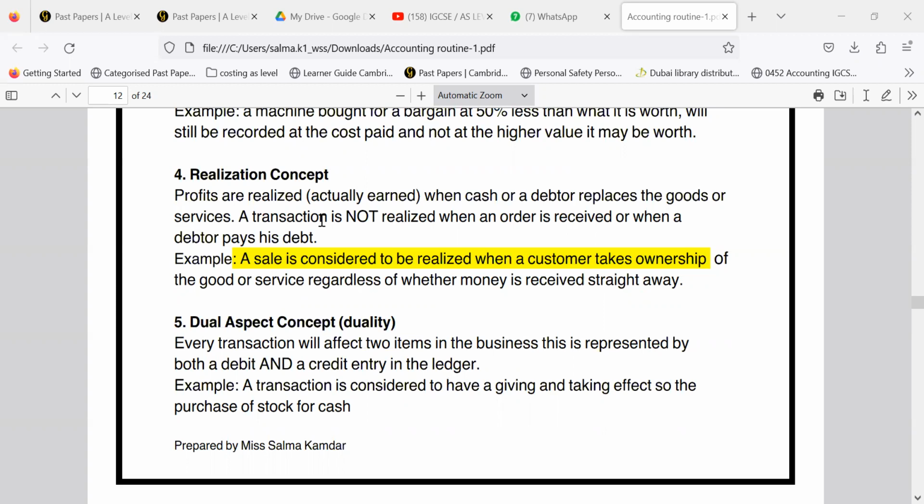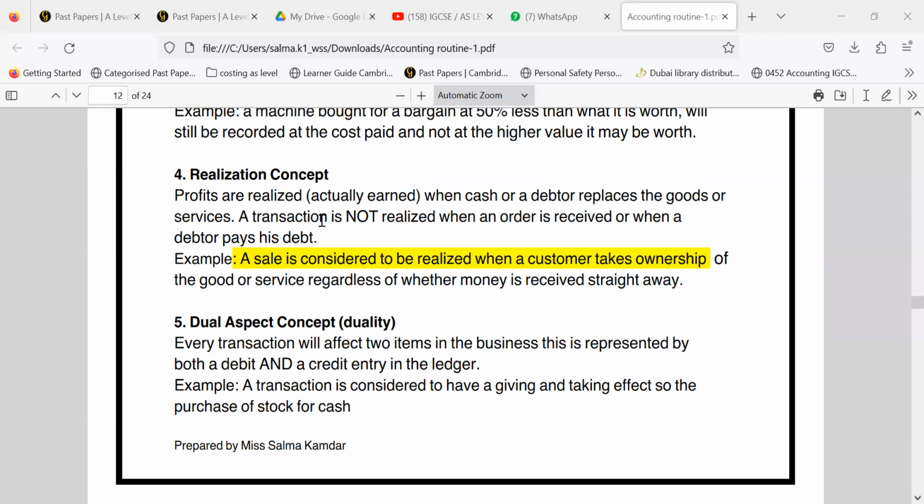I think you'll record it in the account, but you won't put it in the cash book unless you've received it. So credit sales. The realization concept is basically telling you that unless and until you realize your profits, or you realize that the transaction has happened, you do not record it.